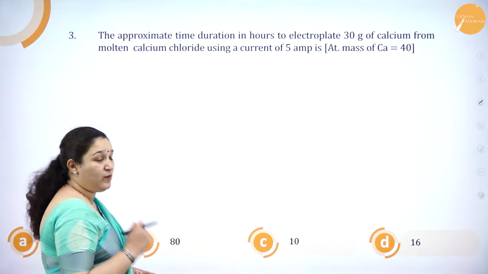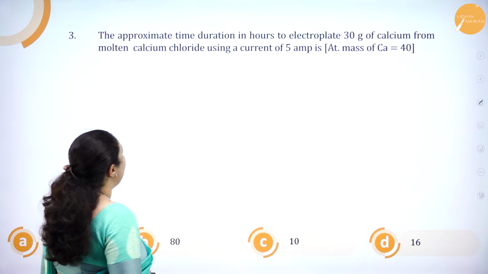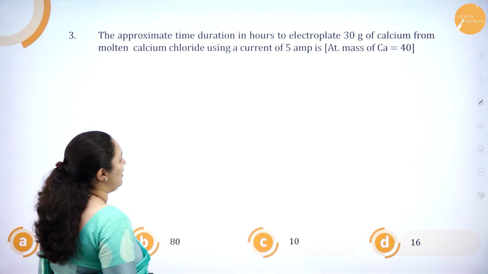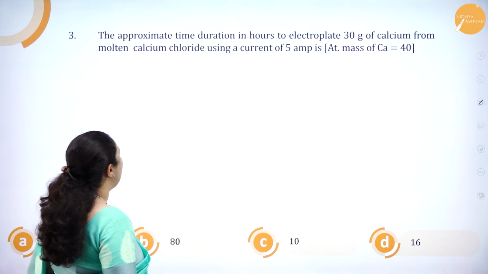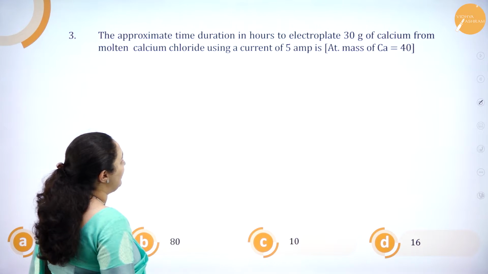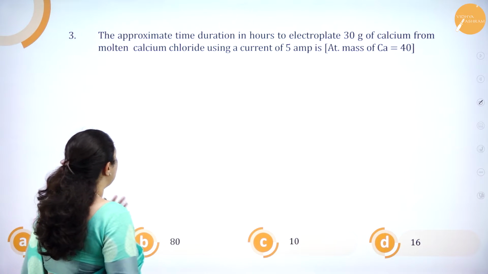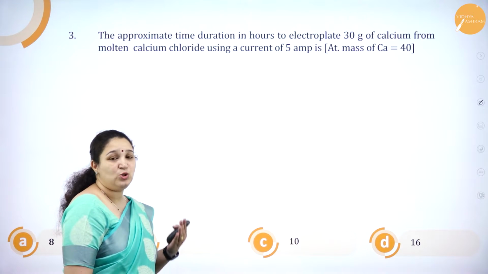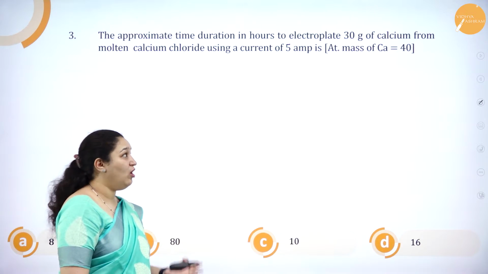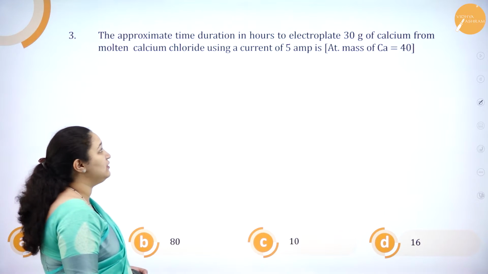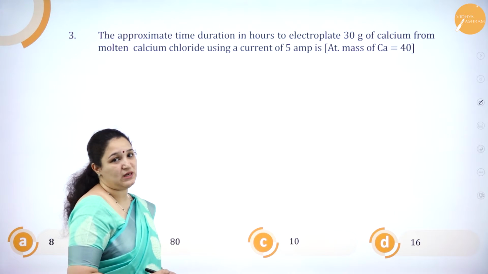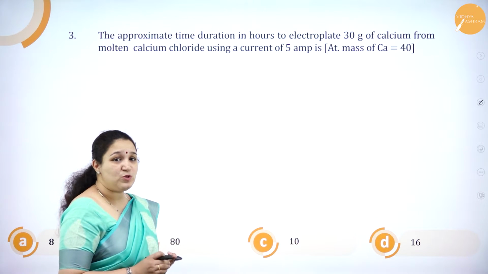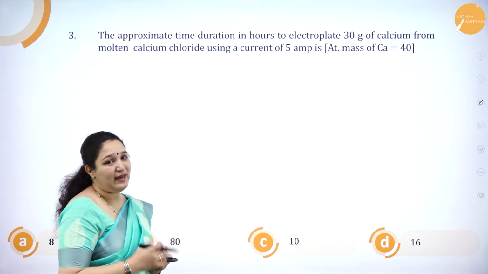Okay. Third question. The approximate time duration in hours to electroplate 30 grams of calcium from molten calcium chloride using a current of 5 ampere is. So you're supposed to find out the time duration in hours which is required to electroplate 30 grams of calcium from molten calcium chloride when 5 amperes current is passed. The amount of current passed is 5 amperes. We're supposed to find out the time required for electroplating.